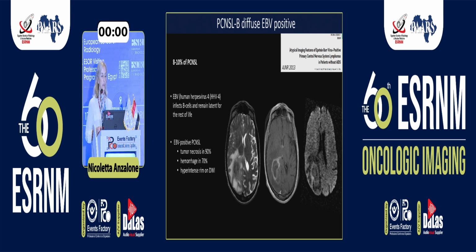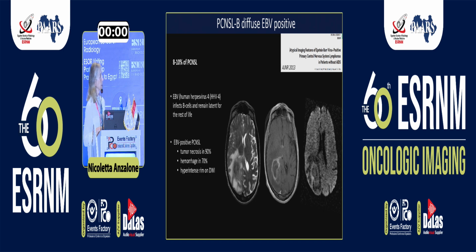Just a few words on the EBV positive cases. The EBV positive cases are quite rare, and they are present in immunocompromised patients. The EBV is the herpes virus 4 that infects normal B cells and remains latent for the rest of the life. Of course, it comes up in immunocompromised patients. We saw a lot in the HIV period. Now we see it in transplant patients.